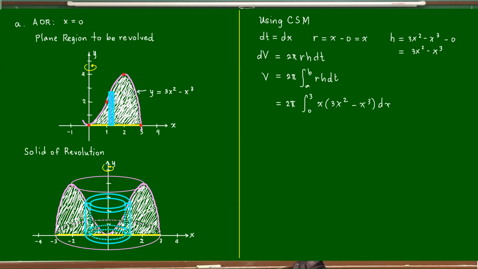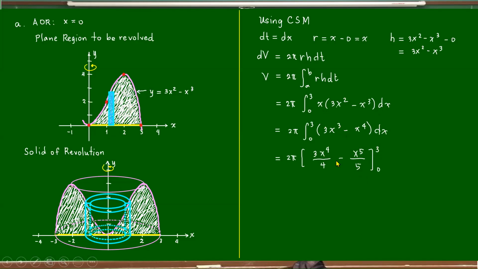Getting 2 pi integral from 0 to 3 of x, that is the radius, times the height 3x squared minus x cubed, and dt is dx. Again, the limits are 0 to 3, because this region to be revolved runs from 0 to 3. So the integrand is 3x cubed minus x to the fourth. Integrating, we get 3x to the fourth over 4 minus x to the fifth over 5.